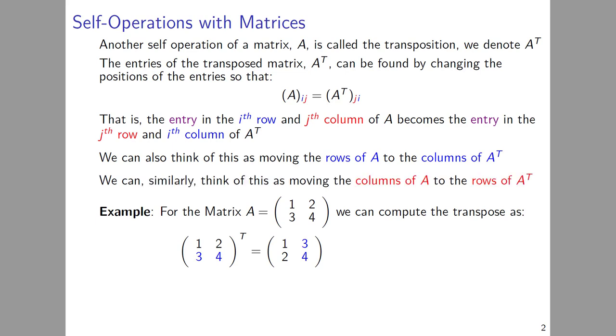We can similarly think of this as moving the columns of A to the rows of A transpose. So we would move the first column of A, 1, 3, to the first row of A transpose. And we would move the second column of A, 2, 4, to the second row of A transpose. Either way we think of it, we get the same matrix 1, 3, 2, 4 as the transpose of the matrix 1, 2, 3, 4.